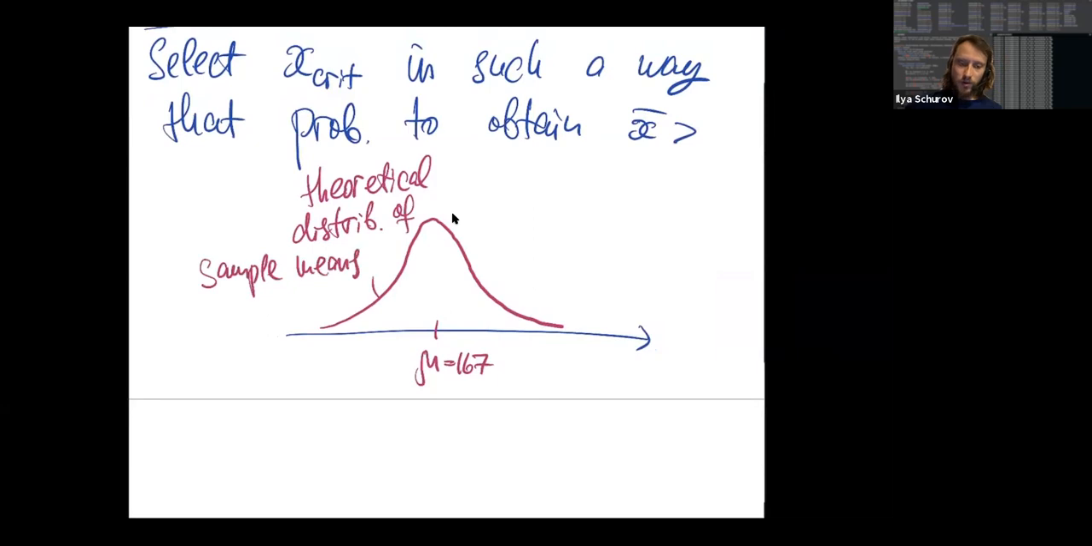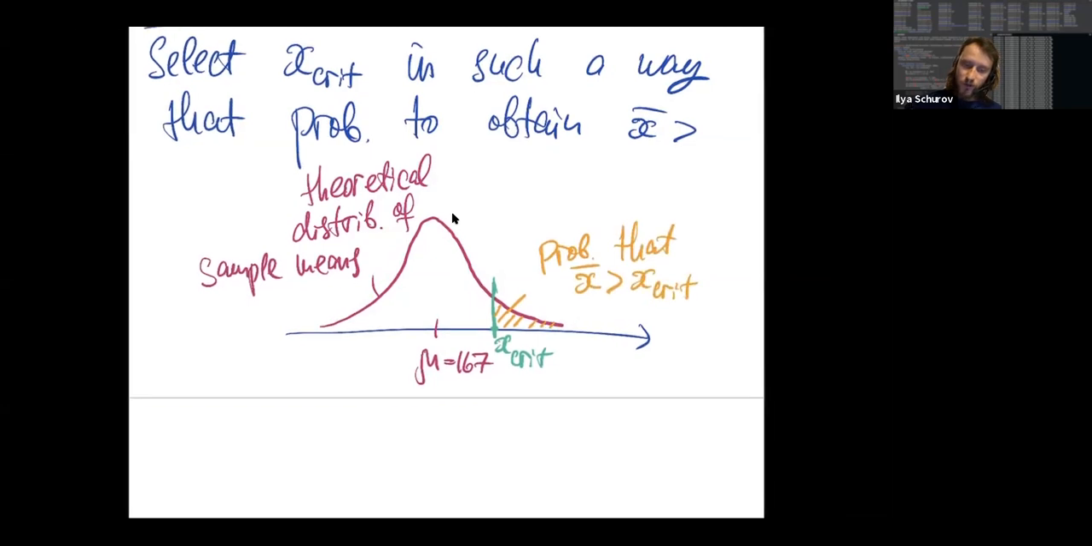And now what does it mean? For example, if I'm interested in what is the probability to obtain a value that is larger than this value from this distribution, I just have to find the area under the curve. I just want to find this area. So let this be X critical. Then this area is probability that X bar is larger than X critical, provided that null hypothesis holds.